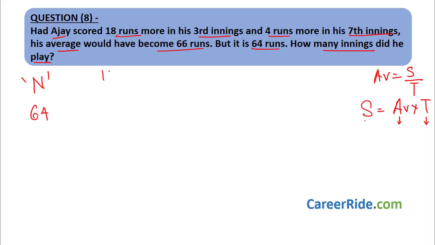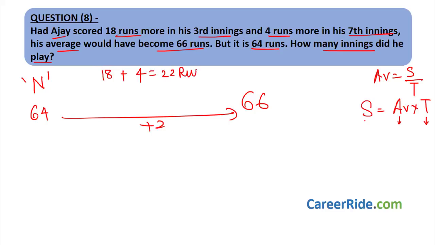Now when he scores 18 more runs in 3rd inning and 4 more runs in 7th inning, then only his average becomes 66, that is the increase of 2, right? So when he scores 18 plus 4 is equal to 22 more runs, then only the average increases. So increase in runs is 22 runs, but we also know that when average increases by 2, for each inning there is the addition of 2 runs, that is each inning score increases by 2.